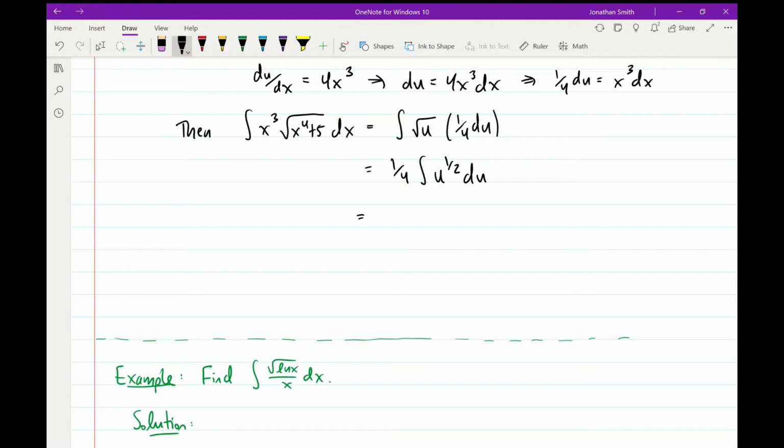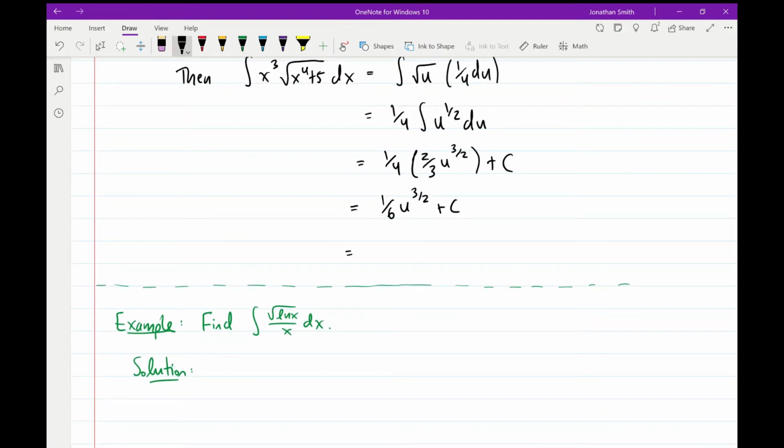And now I can solve this integral in terms of u. So 1/4, and now u to the 1/2 is going to give me 2/3 times u to the 3/2 using the power rule, the rule that we have for x to the n, plus our constant of integration. Now simplifying a little bit, I get 1/6 times u to the 3/2 plus c. And then finally, we're going to take that expression we had for u in terms of x and substitute it back in. And we get 1/6 times x to the 4 plus 5, all to the 3/2, plus c. So this is our antiderivative in terms of x.